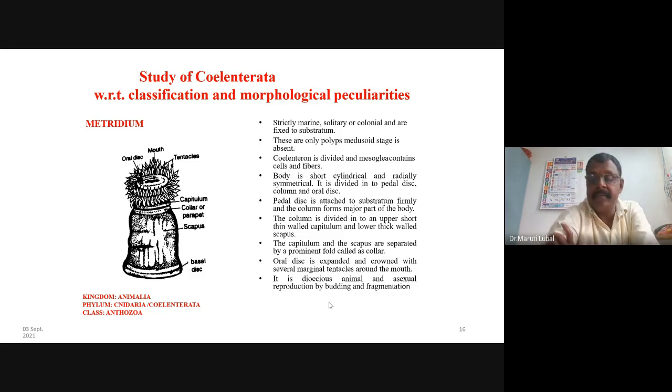It is a dioecious animal, and asexual reproduction is by budding or also by fragmentation.